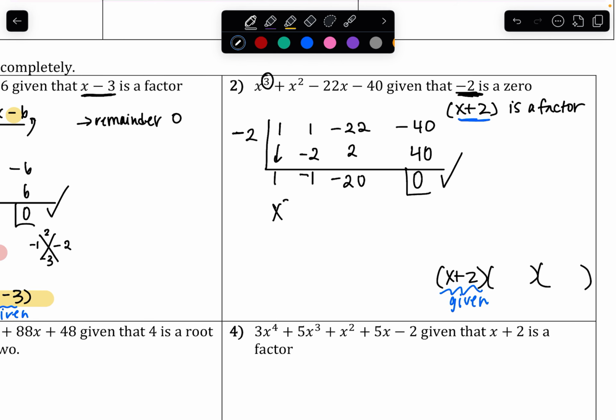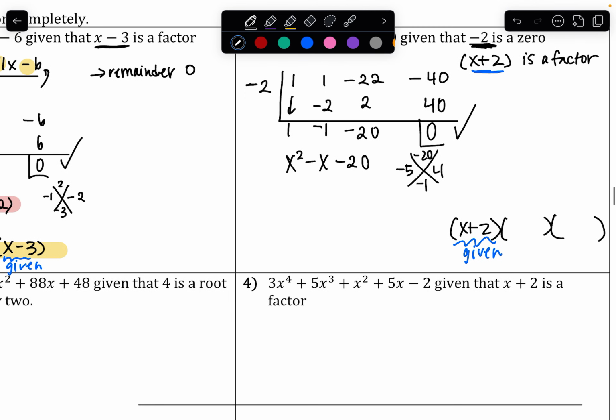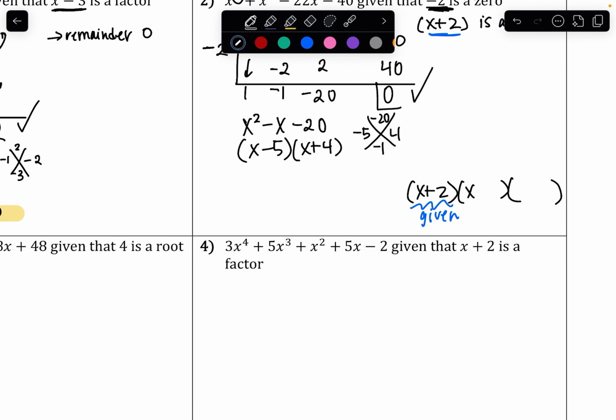Okay, and so drop your degree by 1. That leaves me with x squared minus x minus 20. We can factor that quadratic if we find two numbers that multiply to negative 20 and add to negative 1, negative 5 and 4. So that factors to x minus 5 and x plus 4. Okay, so those are my remaining factors, x minus 5, x plus 4. Given, found. Okay, and so if we were to multiply all this back, we should get x cubed plus x squared minus 22x minus 40. Factored form has these three linear factors.